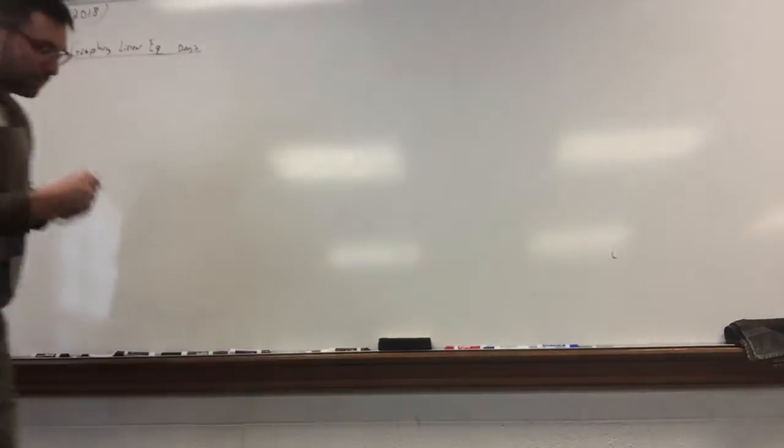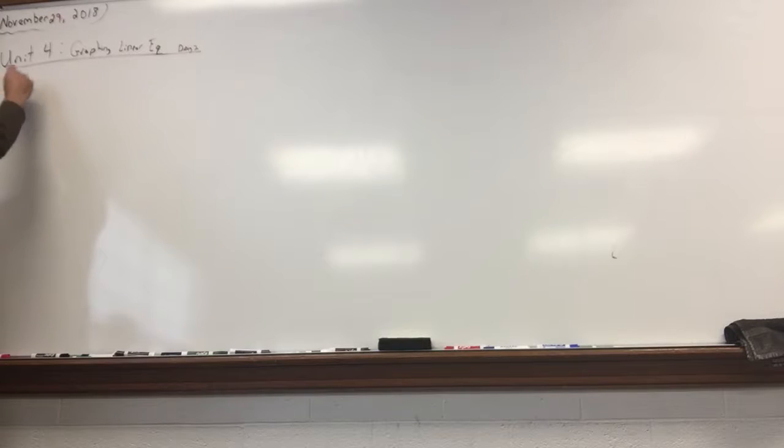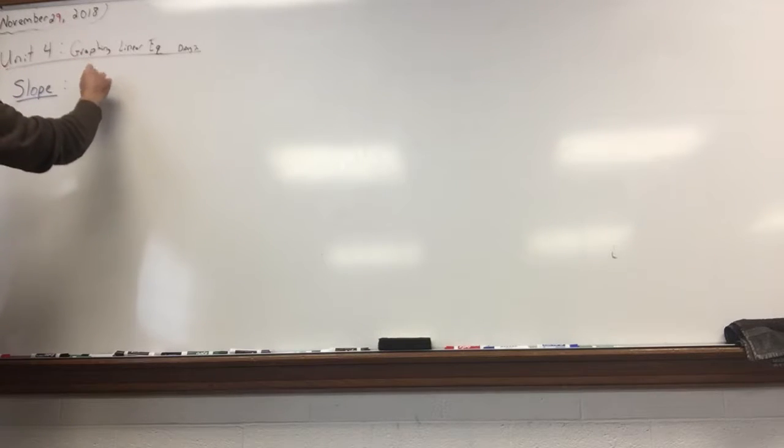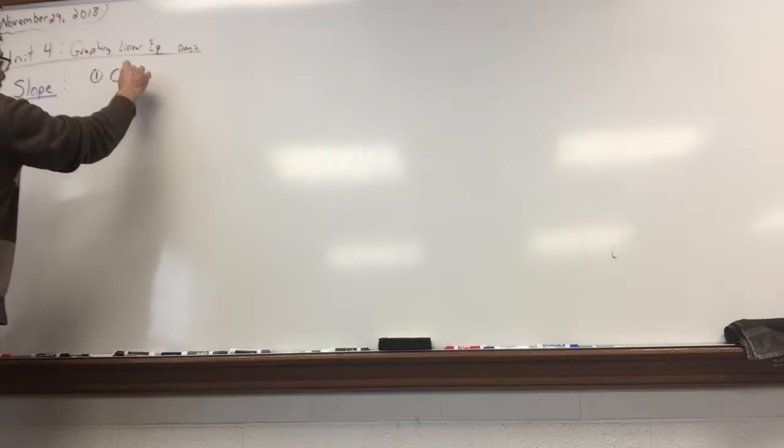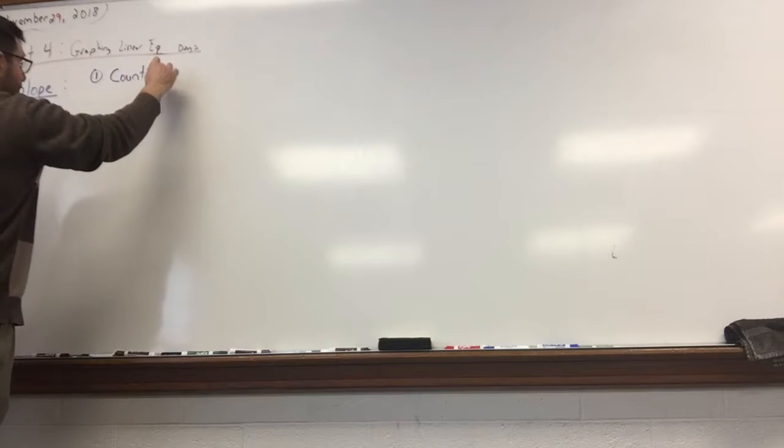So yesterday, we started talking about slope. We know several things about slope. We know slope is a constant. That means throughout the entire graph, the entire equation, it will stay the same. We are going to eventually have three different ways to find slope. The first way that we talked about yesterday was to find it by counting.